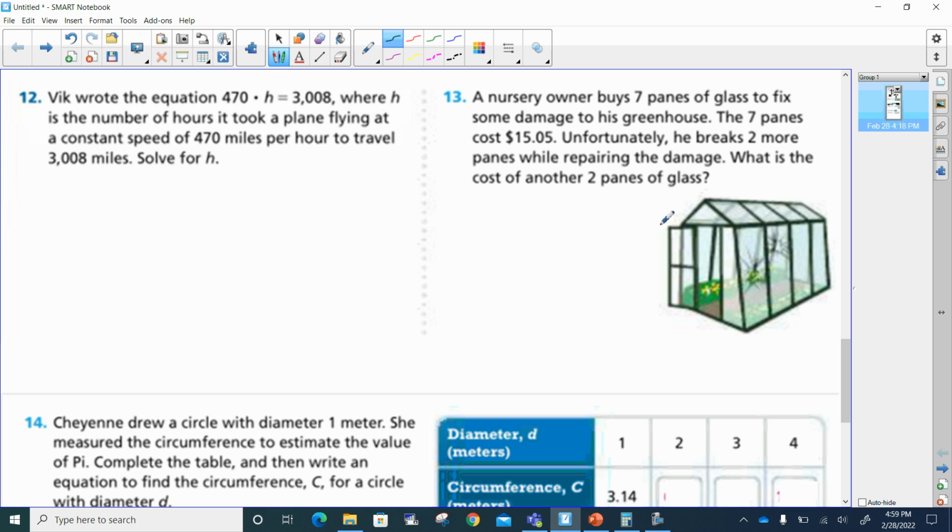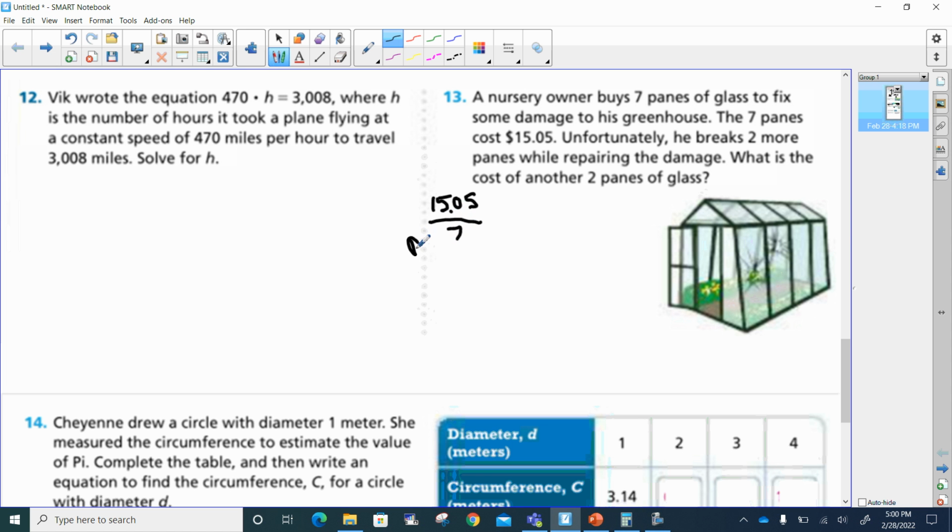A nursery owner buys 7 panes of glass to fix some damage to his greenhouse. The 7 panes cost $15.05. Unfortunately, he breaks 2 more panes while repairing the damage. What is the cost of the 2 panes going to be? Well, remember he bought 7 panes, and 7 panes cost him $15.05. That was for 7 panes.